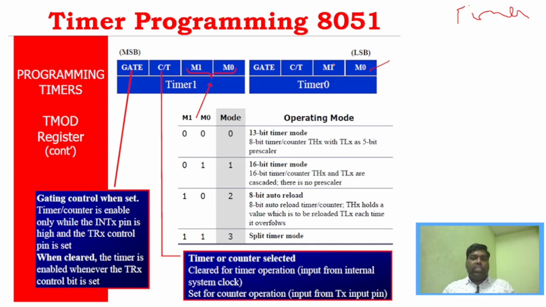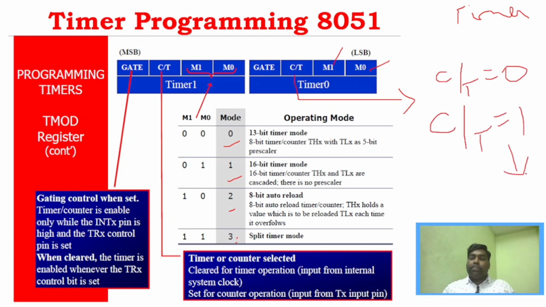These two bits tell you what is the mode of operation that we have to work, right? And we know that we have four different modes: mode 0, mode 1, mode 2, mode 3, and I have already explained how these modes work in the previous video, right? And this bit, we know the importance of this bit, C by T, that will tell you whether it is working as a timer or a counter. When C by T is equal to 0, it is working as a timer. If C by T is equal to 1, it will work as a counter, right?